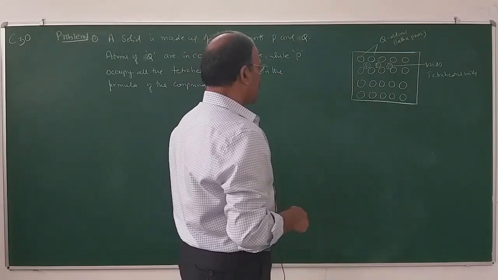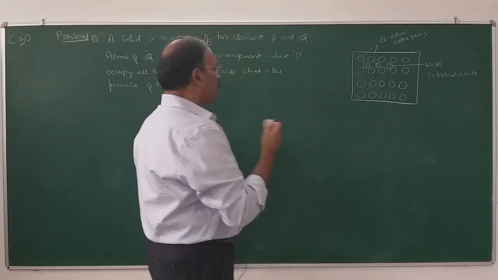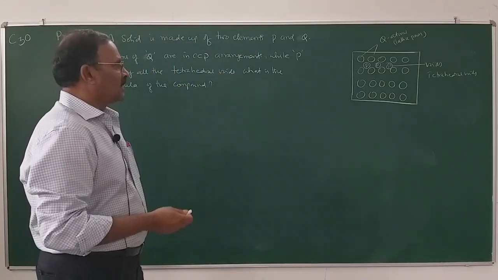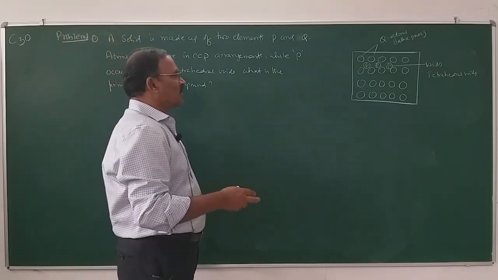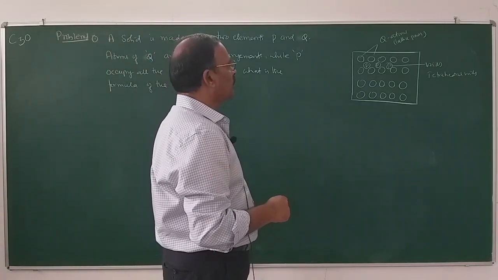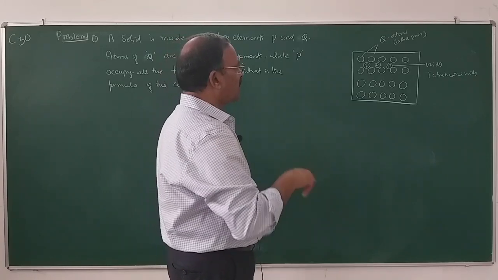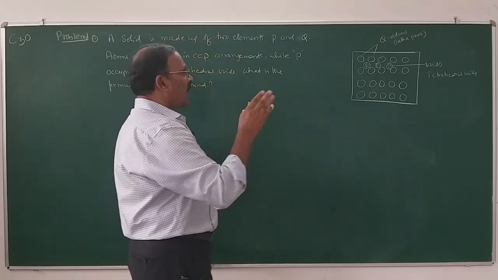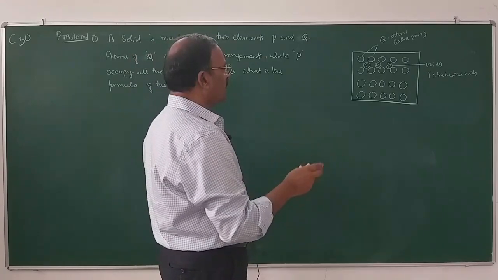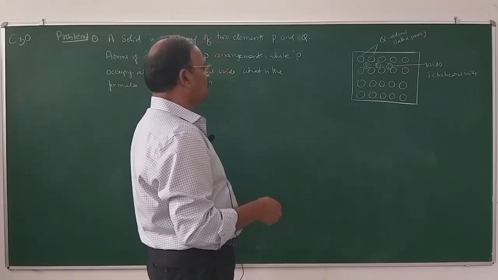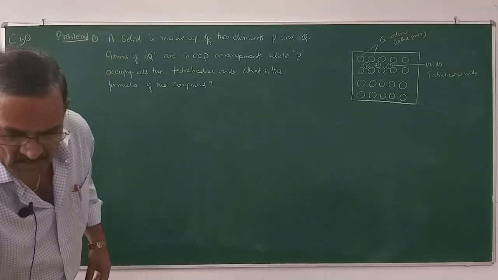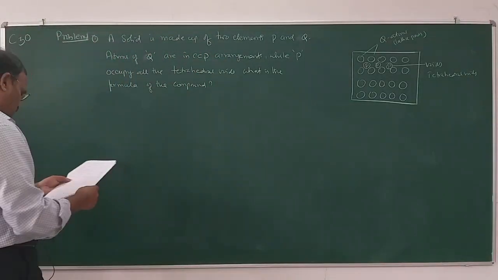So what is the formula? We know that for every particle, the number of tetrahedral voids is equal to 2. So all the tetrahedral voids are filled by the particle P. So atoms Q and P are in the ratio 1:2. That is the idea you have to bear in your mind. So, solution.